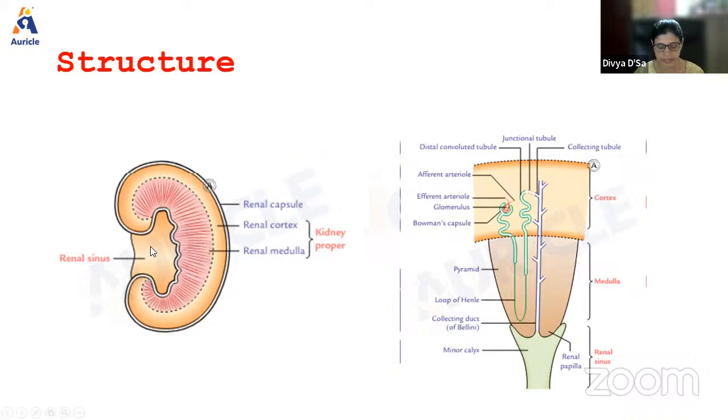Okay, the renal sinus here is a cavity within the kidney and it communicates outside through the hilum. The renal sinus consists of renal blood vessels, lymph vessels and nerves, as well as perinephric fat. So the renal sinus will lead to the calyces, minor and major calyces, and the calyces will lead to the renal pelvis.